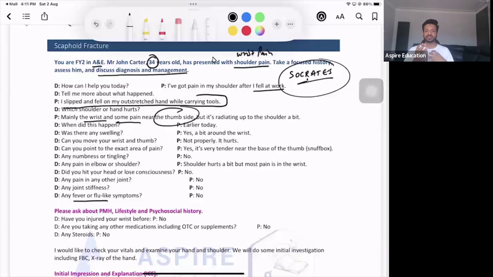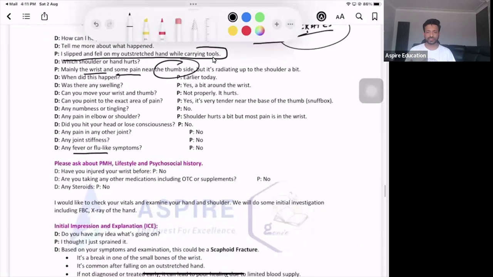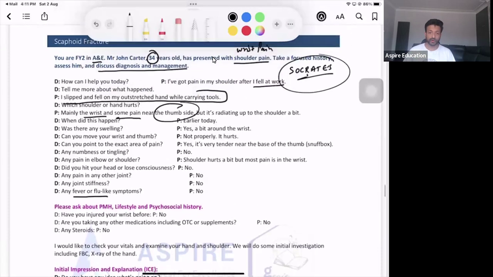So what we did: patient has got pain. You did Socrates. You did a bit of during, before, after. And then you asked about associated symptoms, any redness, any swelling, any fever, flu-like symptoms, and pain in any other joint. These are the main questions that you're going to ask, right? And then a quick past, personal, social history that you need to ask, because the patient had a fall, we're suspecting fracture because the patient fell on an outstretched hand.